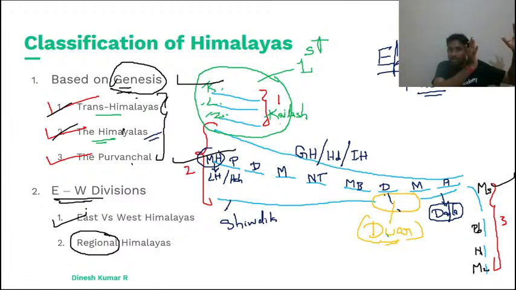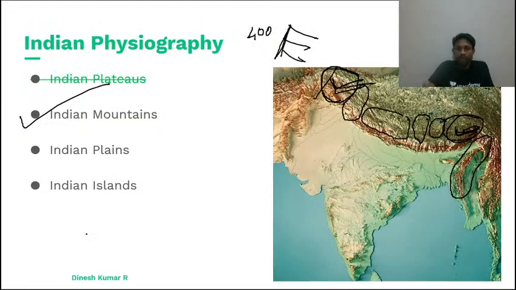What is my Eastern Himalayas? What is my Western Himalaya? Or I can also mention it as regional Himalayas. That is, we have just broken it into a number of divisions like this: 1, 2, 3, 4, 5, 6. So you can make it like that also and then study them individually. So this is how we can study the Indian Himalayas.